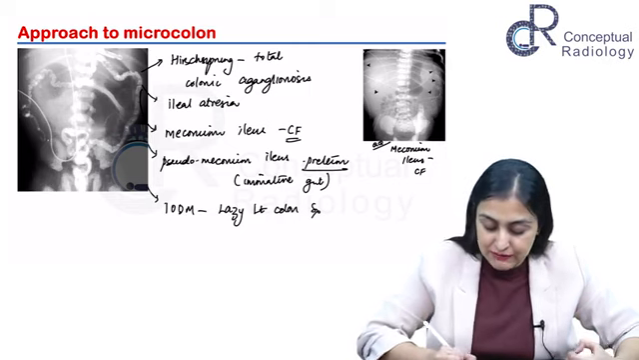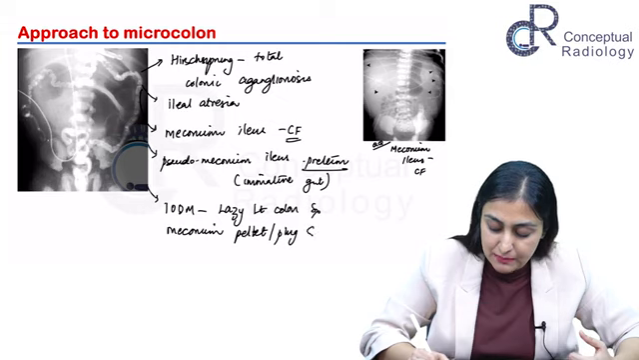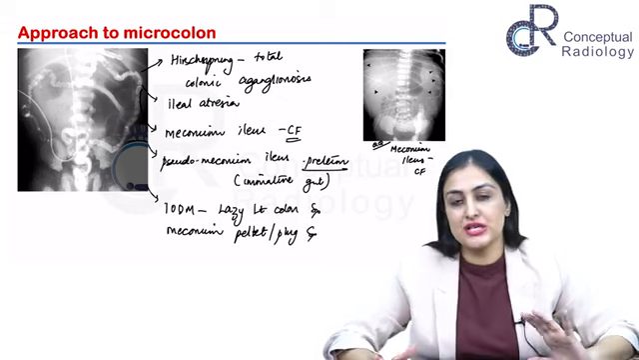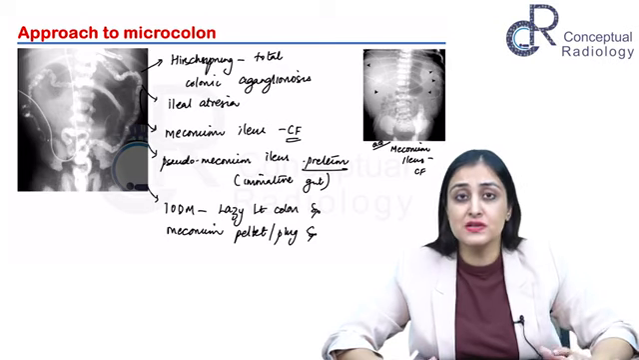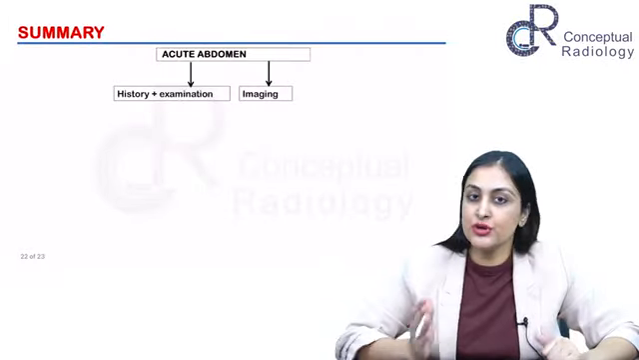This could be frequently associated with a meconium pellet or a meconium plug syndrome, right? You have a plug which is blocking, and that's the result of microcolon. So these are the different differentials, and if you can answer this, you are again going to top the exam. So this is the approach to microcolon.